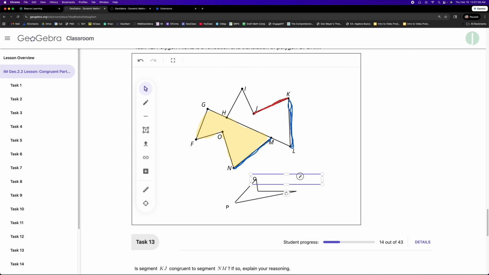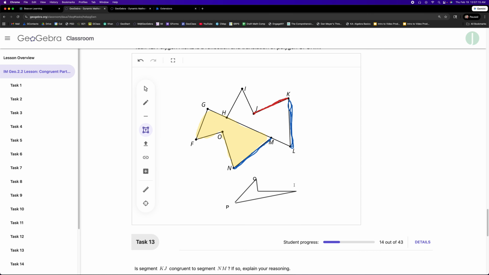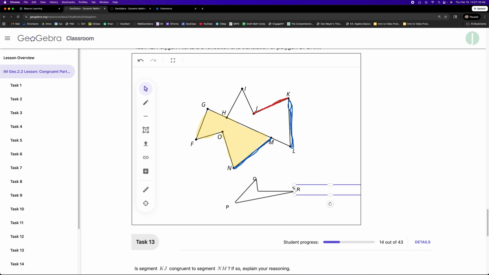Q. R. And that one's kind of, there we go. PQR. Let's put that right there. R, and then, we need this. And we'll put S here. There we go. Okay, PQRS.